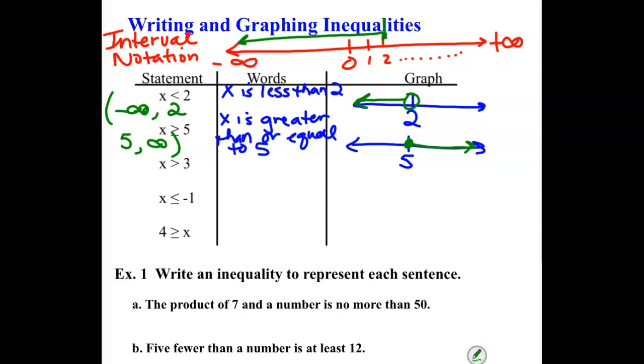If we can't get to the number, it's rounded. If we can actually be at that number, we do a square bracket. So for this first one, we said we could get almost to the 2, but not quite there. We're going to have a rounded bracket on that. But for that 5, we said we could actually be at 5. So we're going to do a square bracket.